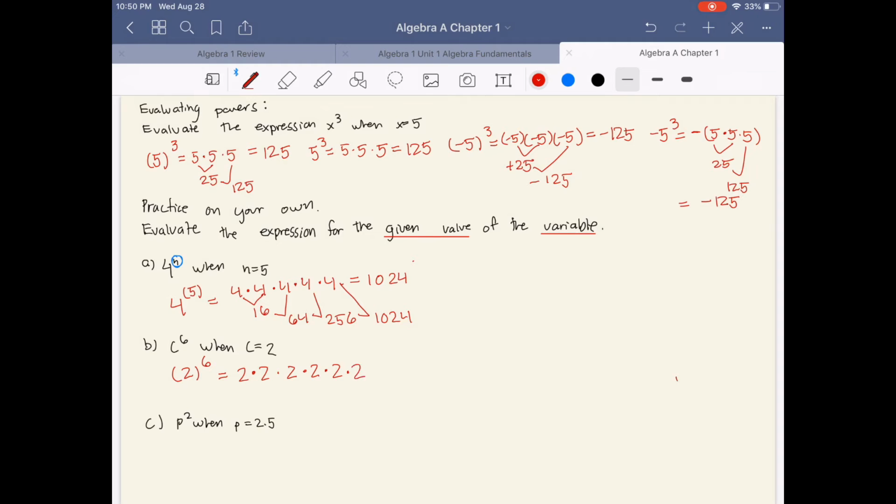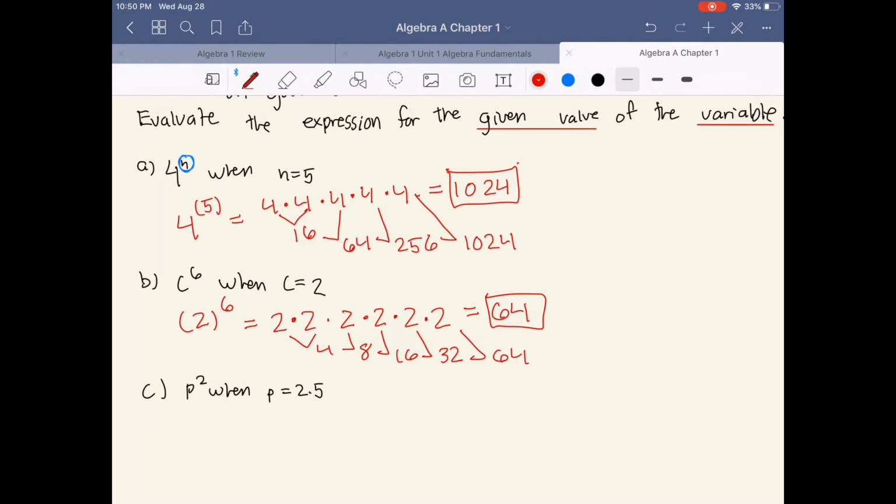That's 6 times. So you multiply it. 2 times 2, 4. 4 times 2, 8. 8 times 2, 16. 16 times 2, 32. 32 times 2 is 64. Okay, 64 is your answer. And also, get used to boxing your answers so I know which is your answer. Okay, letter C. Last one for this page.